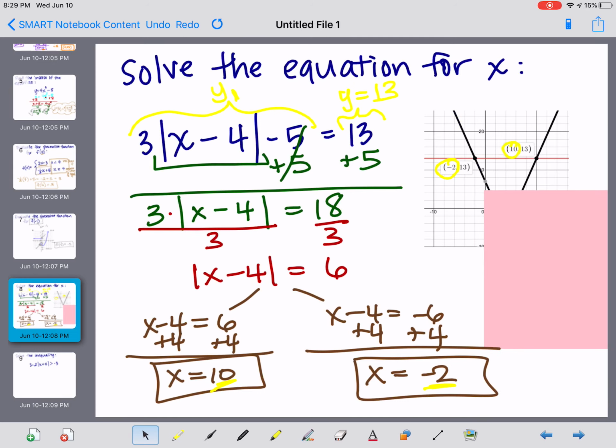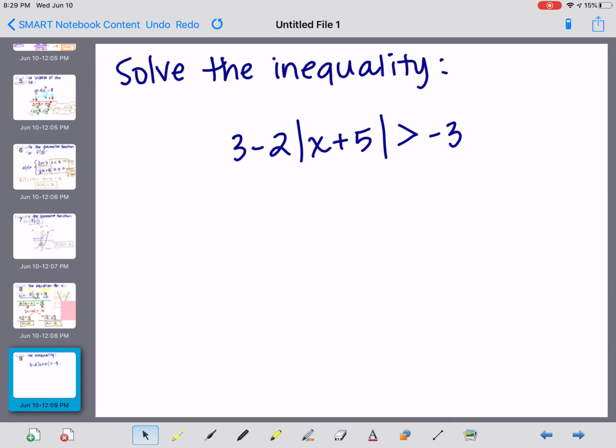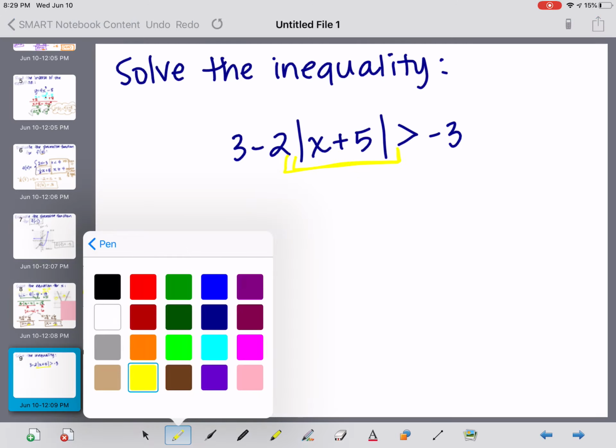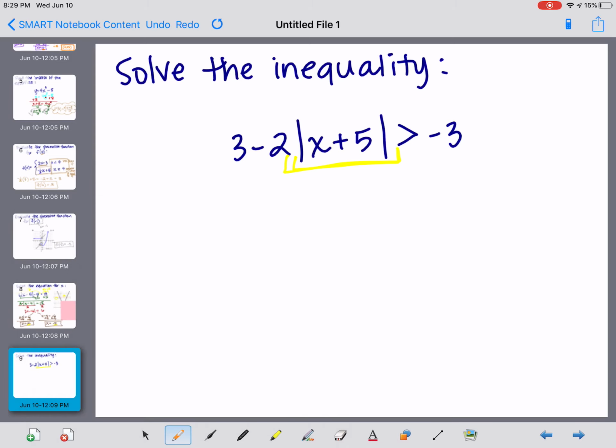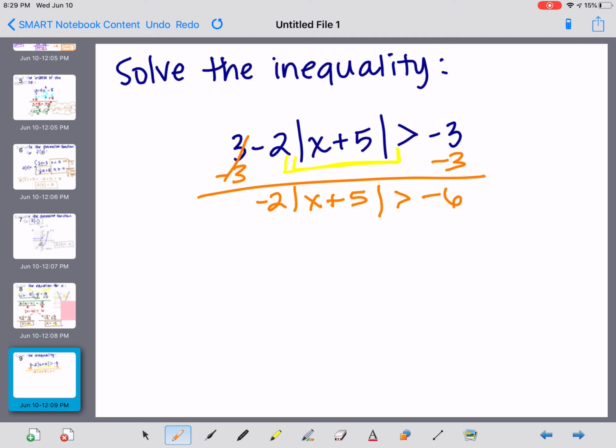All right, last one. We have to solve this absolute value inequality. So again, I need to get this by itself first. So the first thing that I'm going to do here is get rid of this 3, because the 2 is actually multiplying. So I want to subtract 3 first. So that leaves me with negative 2 times the absolute value of x plus 5 is greater than negative 6.